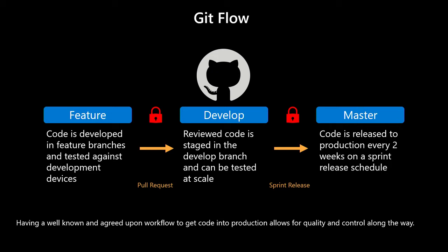But when our engineers check in code, they check in code to their own feature branches, and then they go through a pull request to get their code into our develop branch. That's what we consider UAT. And finally, every 2 weeks on a sprint cadence, we release code into master.